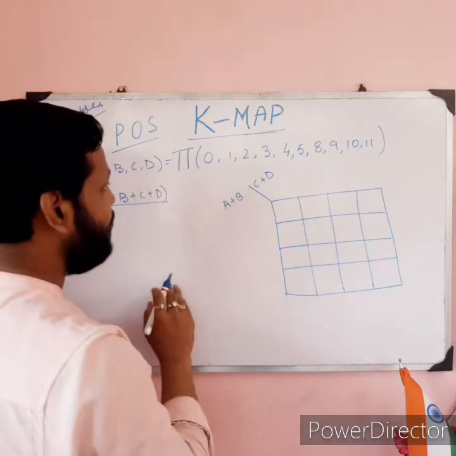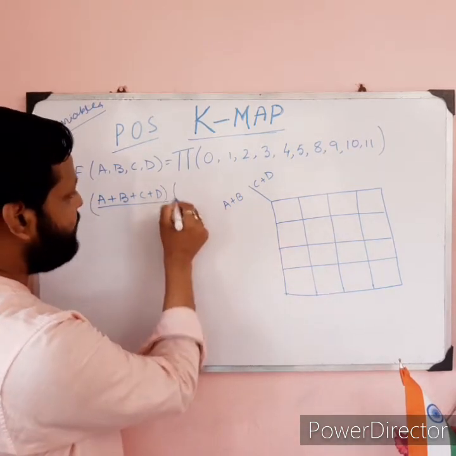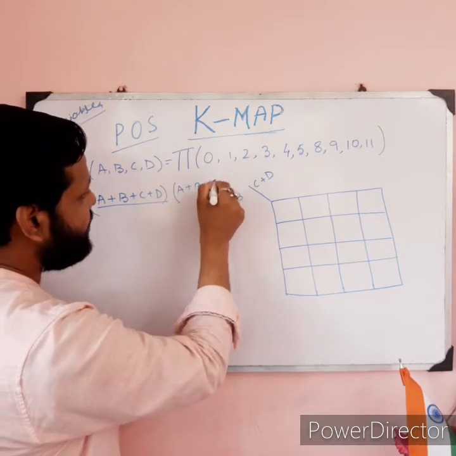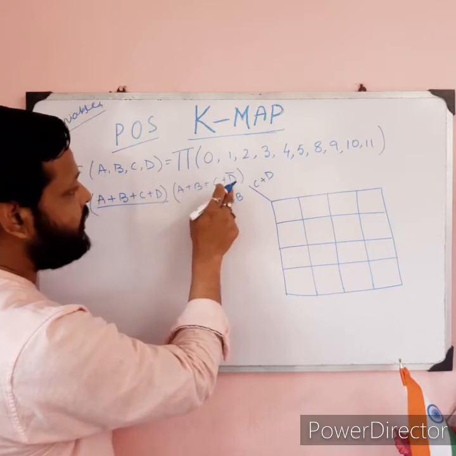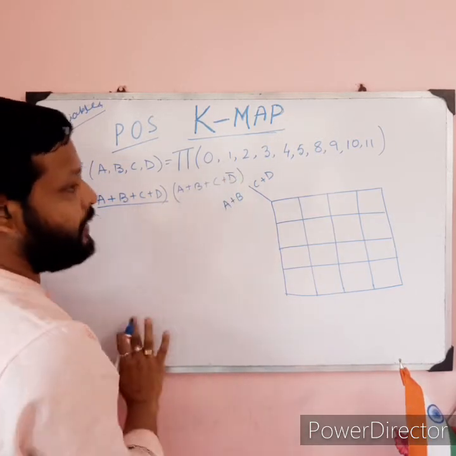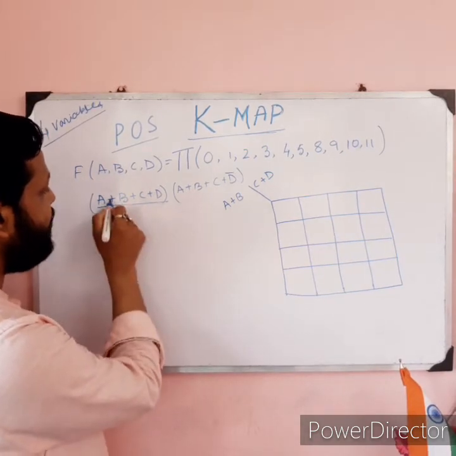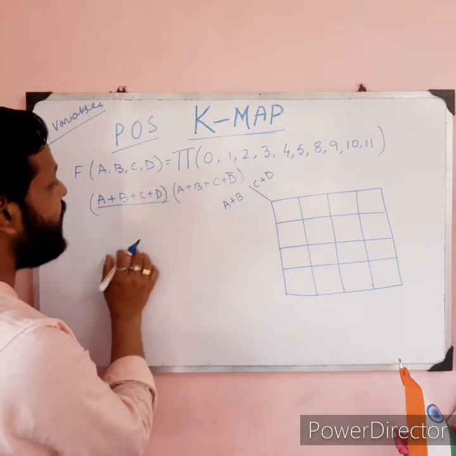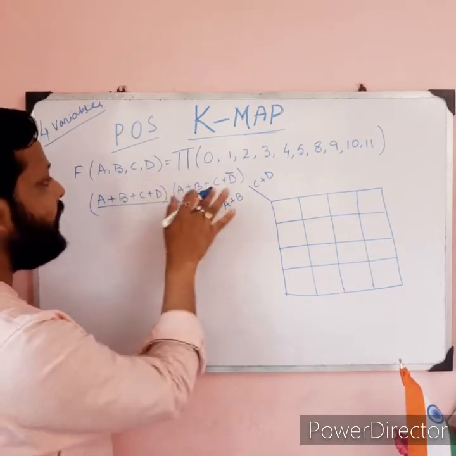Now the next one is 1. 1 means A0, B0, C0, D1. So what is the term? The term is A plus B plus C plus D complement. Please concentrate here: D is 1, so 1 is represented by complement, and instead of the product we need to use the plus symbol, because this one is POS, product of sum.